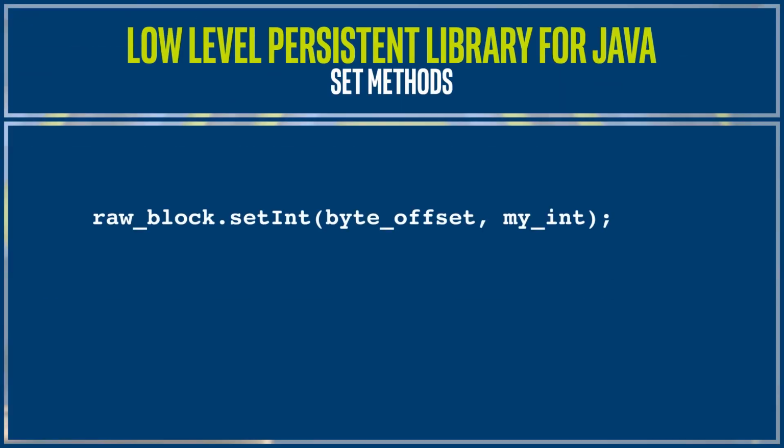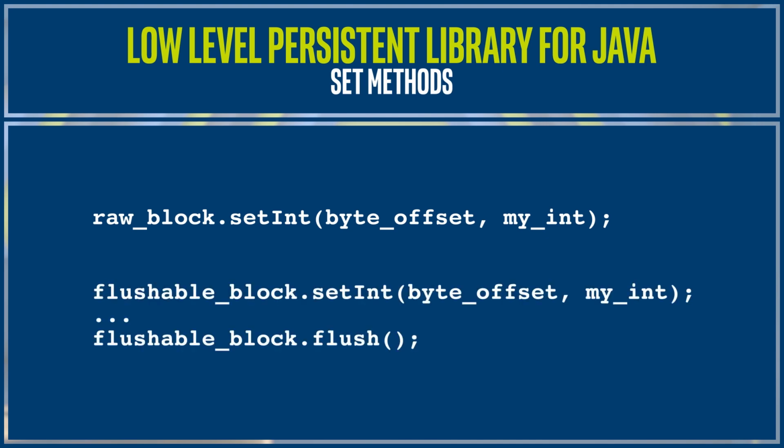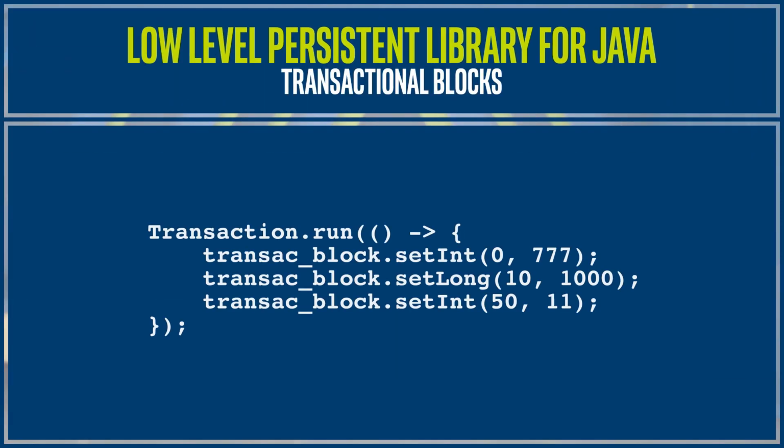For raw blocks, data is simply written to the destination. For flushable blocks, data is written and the modified addresses are added to an internal list. This list is later used in order to know what addresses should be flushed when the method flush is called. Flushing ensures that all pending writes remaining in the CPU caches are safely written back to the persistent memory device. Finally, transactional blocks write the data atomically using a transaction.